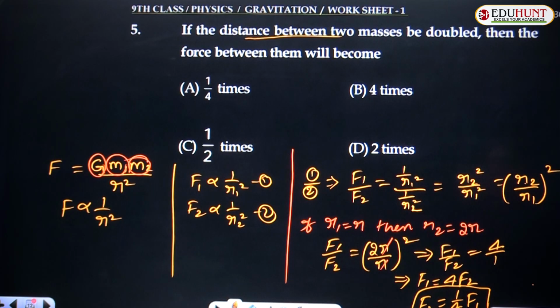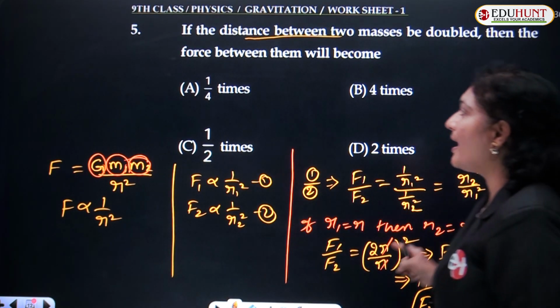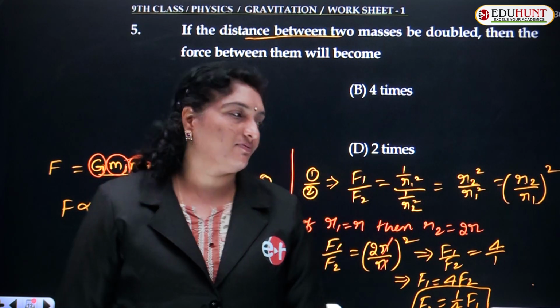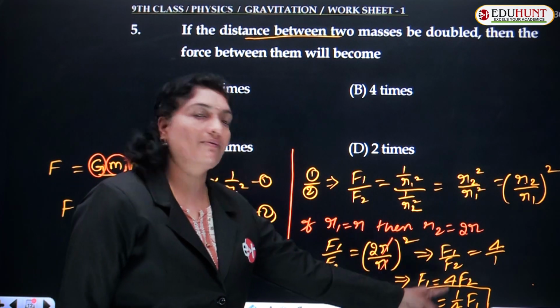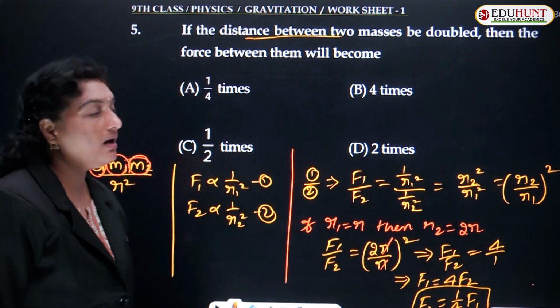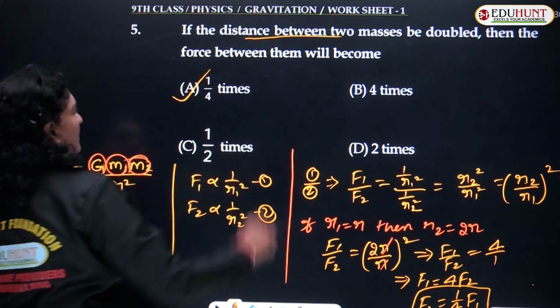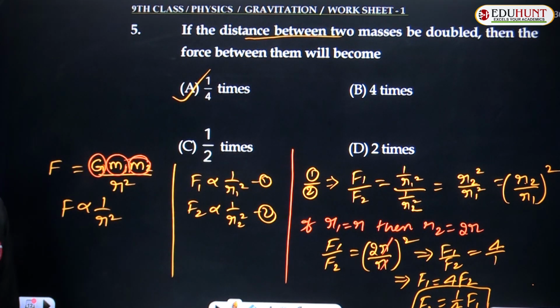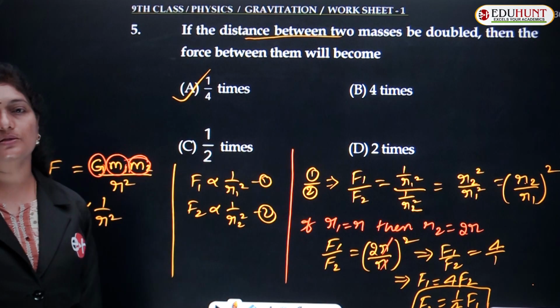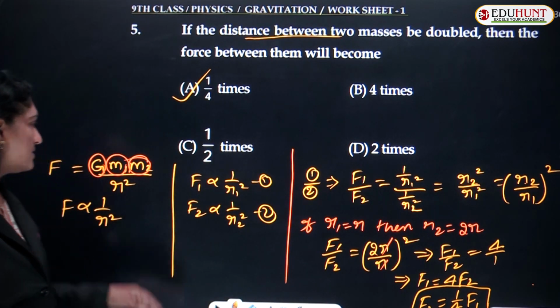So how much is the force, children? It becomes 1 by 4 times the previous force. The new force equals 1 by 4 times the previous force. Hence, the correct option is option 1, that is 1 by 4 times.